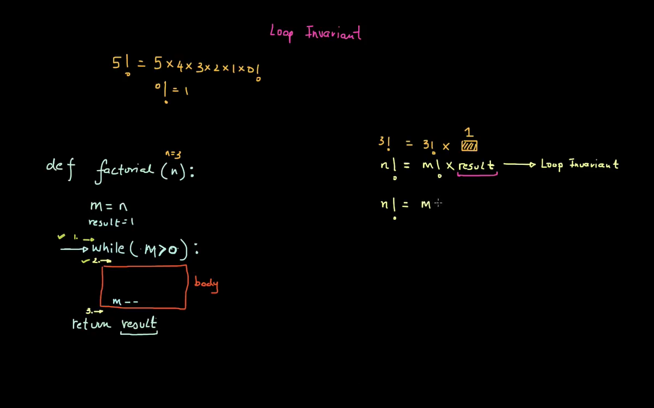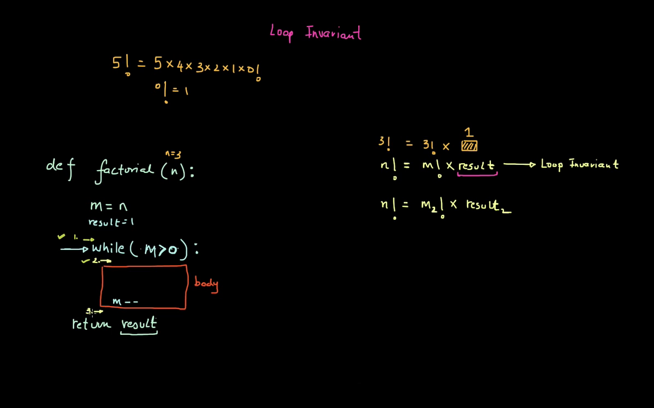Let's just use m2, m subscript 2 factorial, whatever is the value of m at that point there, okay, times result, times result 2, whatever was result subscript 2. Okay, I'm just creating whatever's result at that point. Let's just use result subscript 2, whatever is the value of result at this point 2.